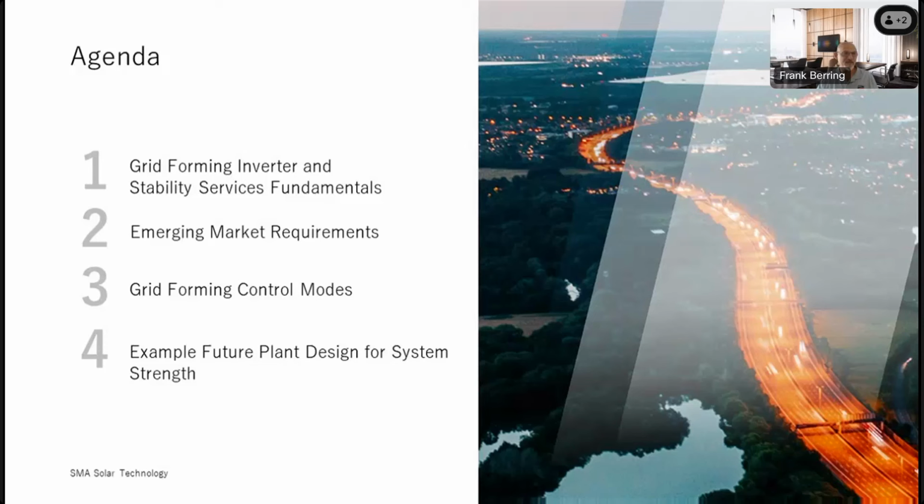And then my colleague Lucas will take us forward and do a little deeper discussion on the control modes within the SMA inverter and walk us through an example of what could be a future market mechanism in the US. It's not part of the announced plans, but he'll talk about a plant design for a targeted amount of short circuit current.